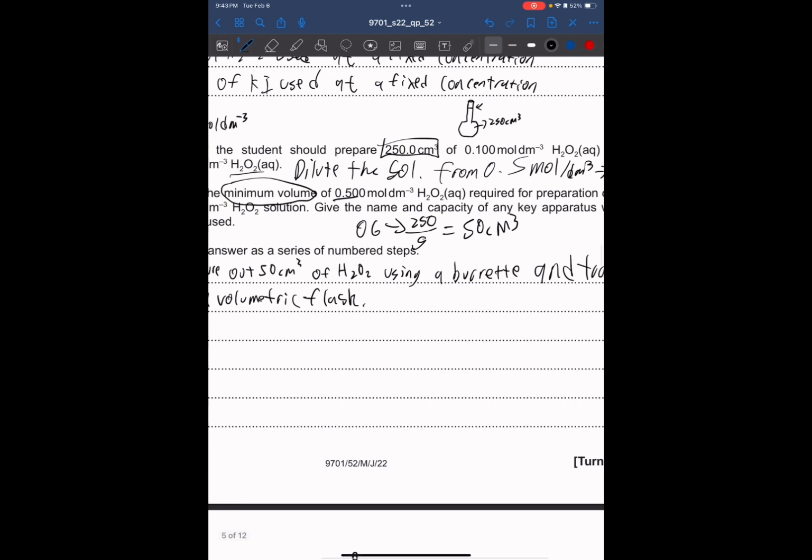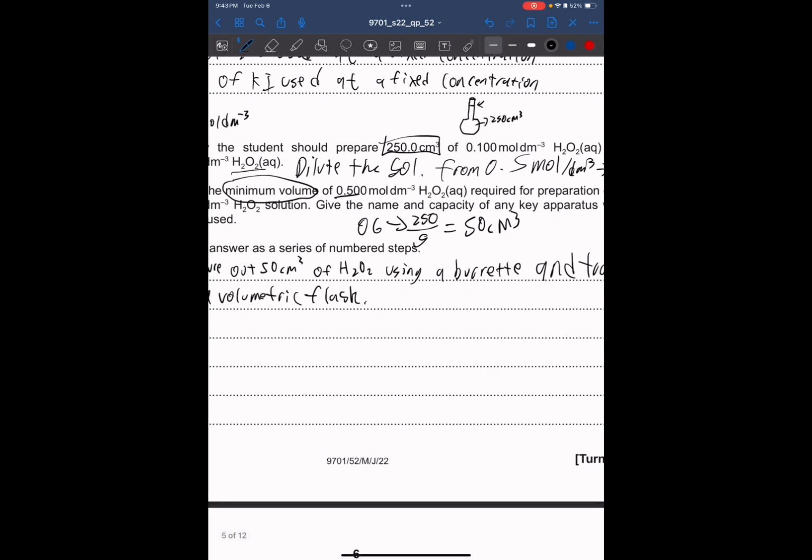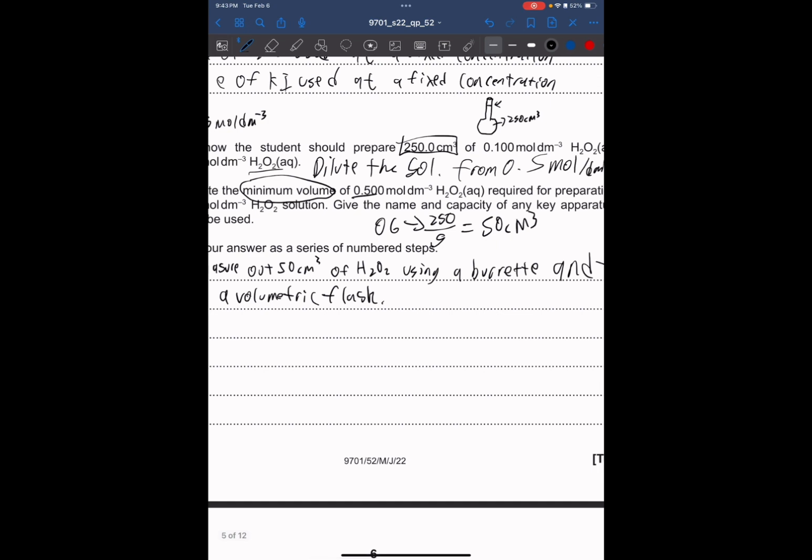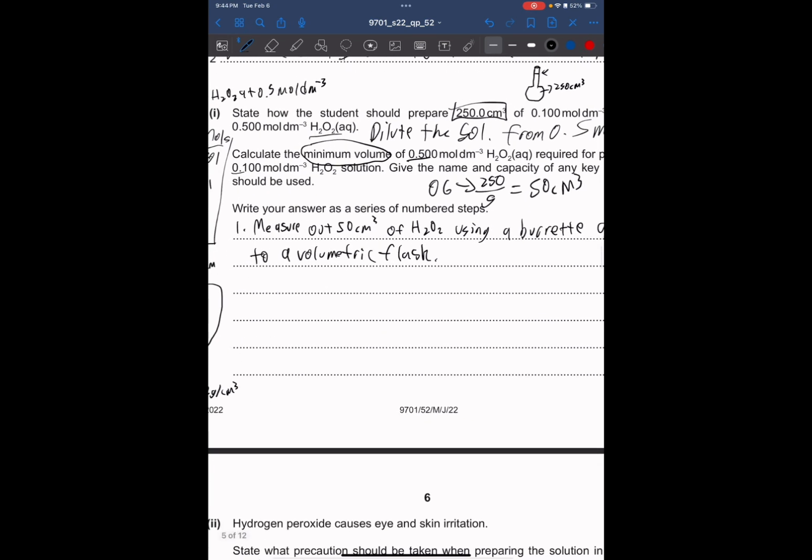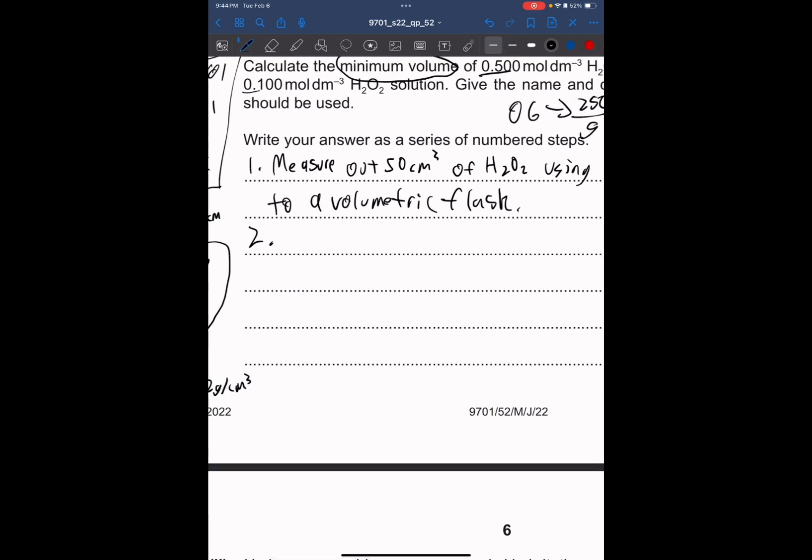So a volumetric flask is what you use to make solutions. It's very handy to remember that. And the reason is because it's very accurate. Again, that explains the first step.